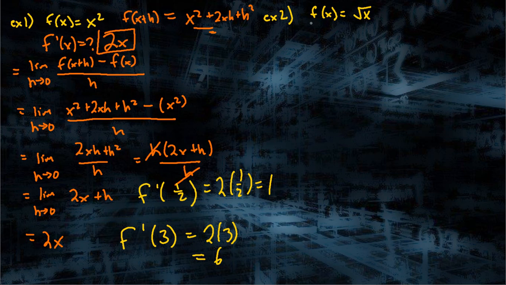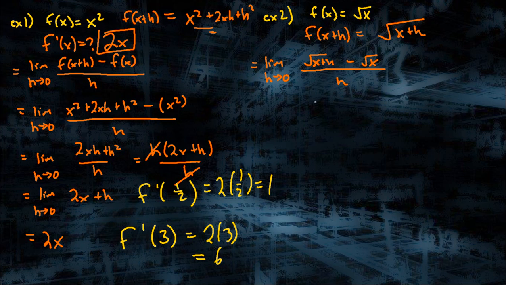So let's go ahead and see here. Let's find f prime of x of this. So in order to do that, I need f of x plus h. So that's going to be the square root of x plus h. So I'm going to start finding this limit. So the limit as h approaches 0 of root x plus h minus root x all over h.